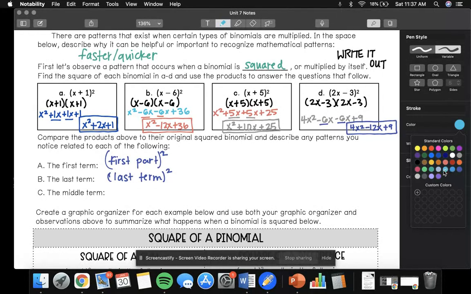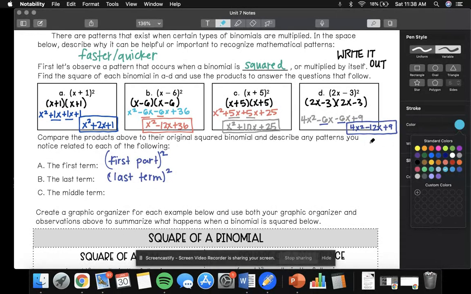Then the hardest part is figuring out this middle term, okay? So the 2x, the negative 12x, the 10x, and the negative 12x. What I noticed every time we were doing this multiplying is I would write this twice, because I would have to do x times 1 and then 1 times x, times negative 6 times x. All of these were always the same thing. These were the same thing, and these were the same thing, okay?